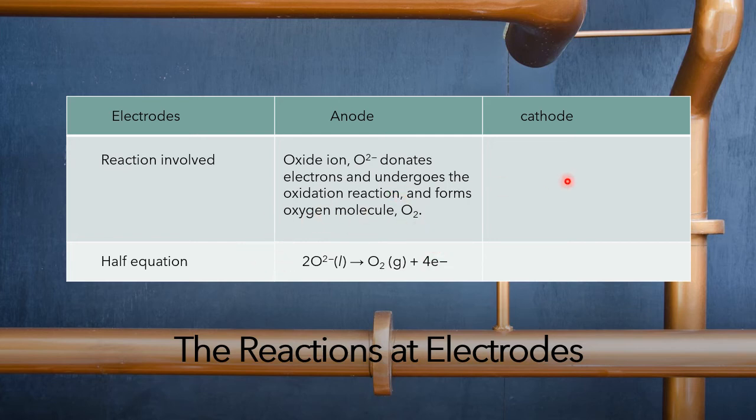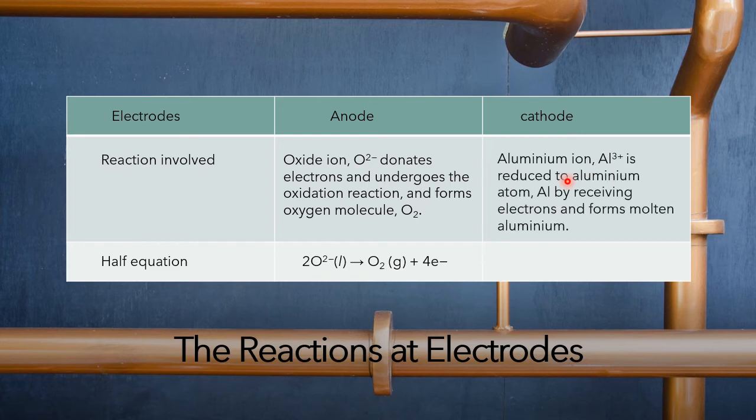Okay, so dekat cathode pula, aluminium 3+ will be attracted. Okay, aluminium ion is reduced by receiving electrons and forms molten aluminium. So the half equation is Al3+ receives electrons to become Al. So this is the balanced half equation. Okay, aluminium ada 1 kan sebelah kanan. So sebelah kiri aluminium ni ada 1 jugalah. Cuma charge ni adalah 3+. So therefore, untuk kita neutralize the charge here, elektron kat sini pun kita letak 3. So cancel out jadi neutral lah. Okay.